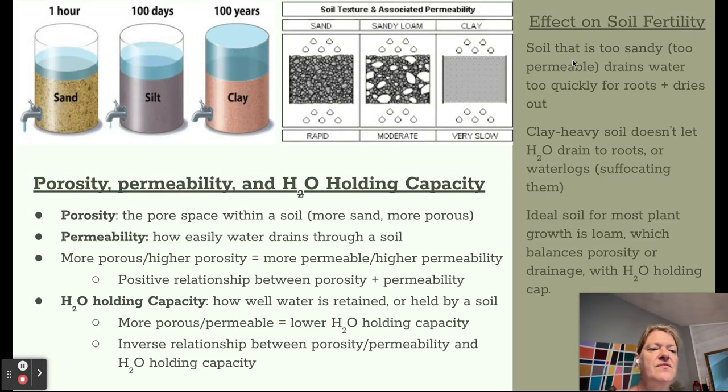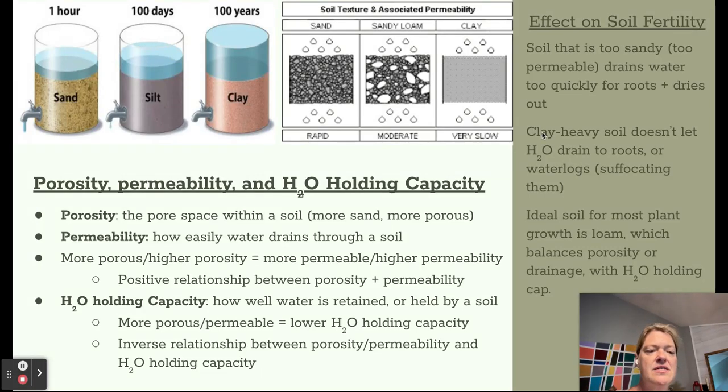Okay, so what is the effect of these things on soil fertility? Soil that's too sandy actually drains water much too quickly for roots and it dries out very fast. So there needs to be a good balance between the amount of sand, silt, and clay that we find in arable soil or agricultural land.